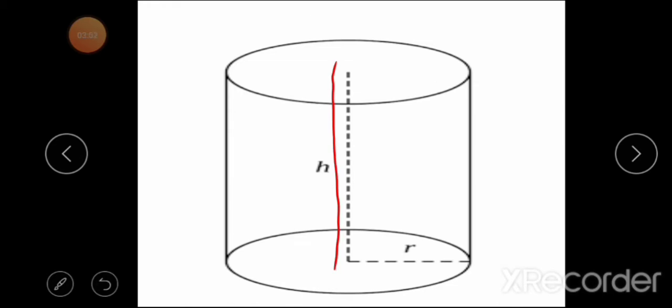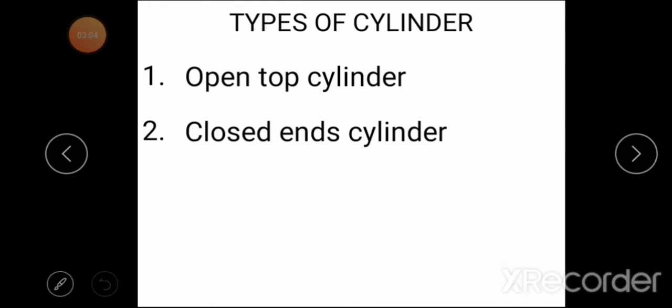So there are two types of cylinder. We have the open top cylinder and the closed end cylinder. When we talk about an open top cylinder, we talk about a cylinder whose top is not covered. Let's take a look at an example.